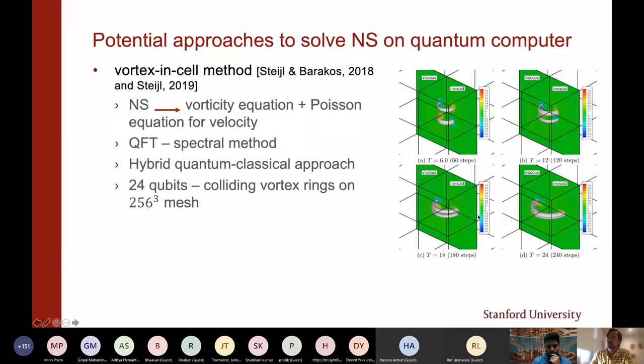This method is promising, but it's still a hybrid quantum classical approach. So you're still solving a significant part of it on a classical computer, which limits the capability.